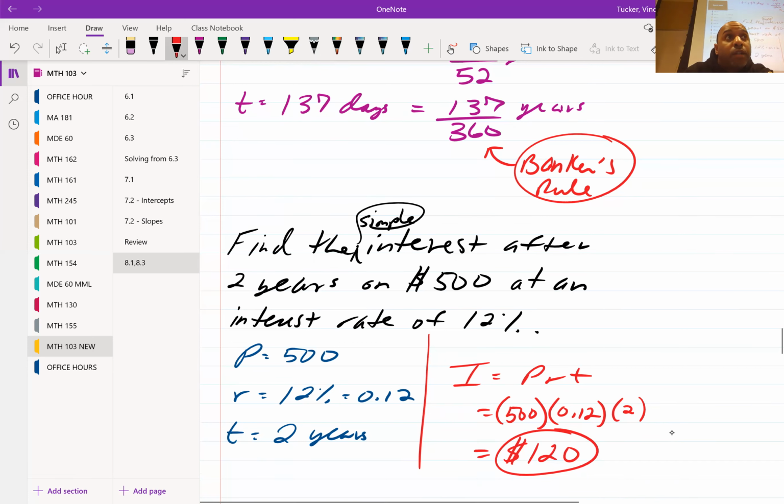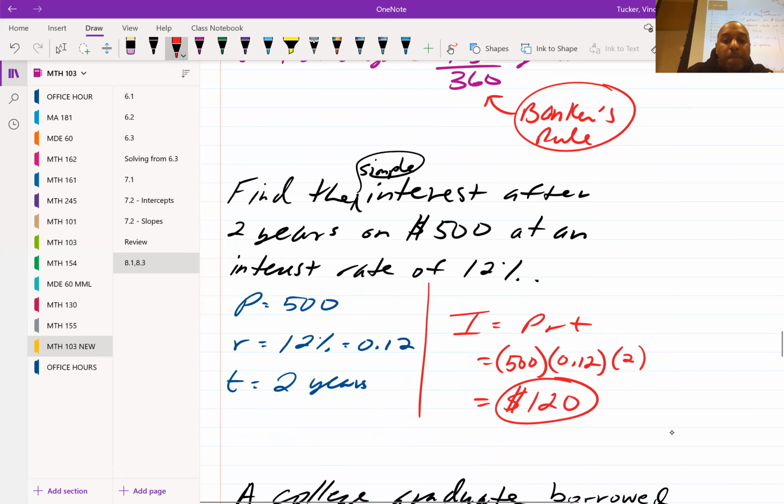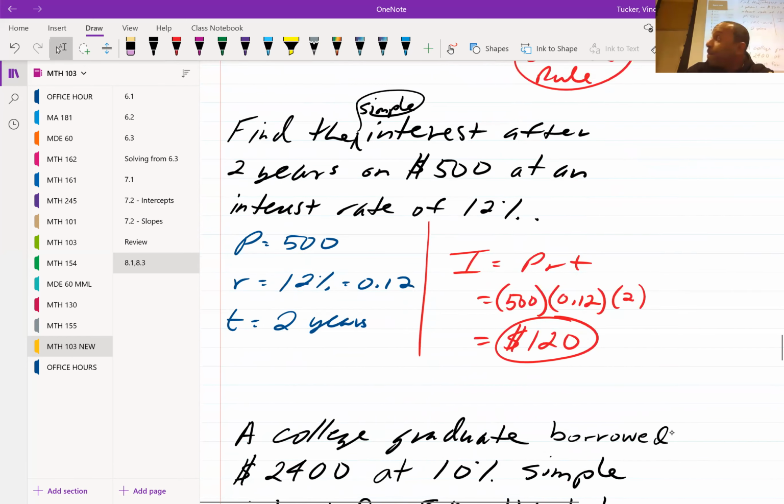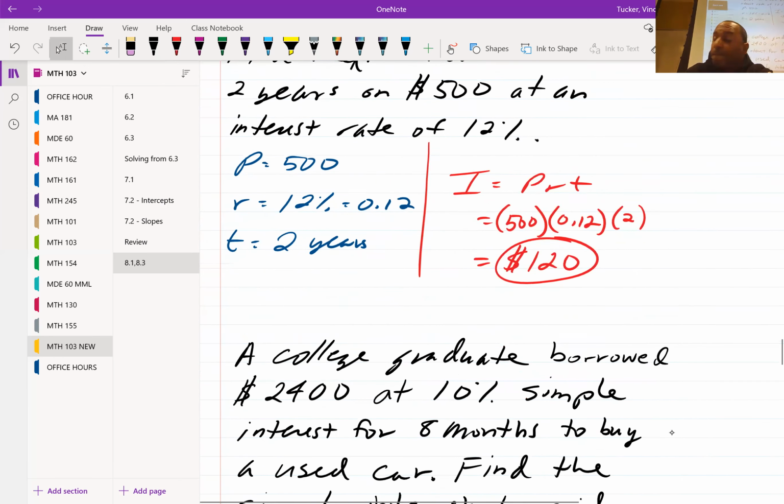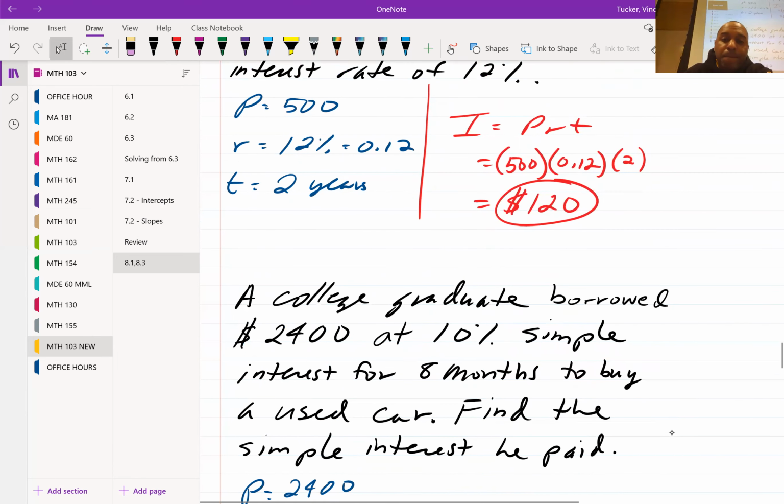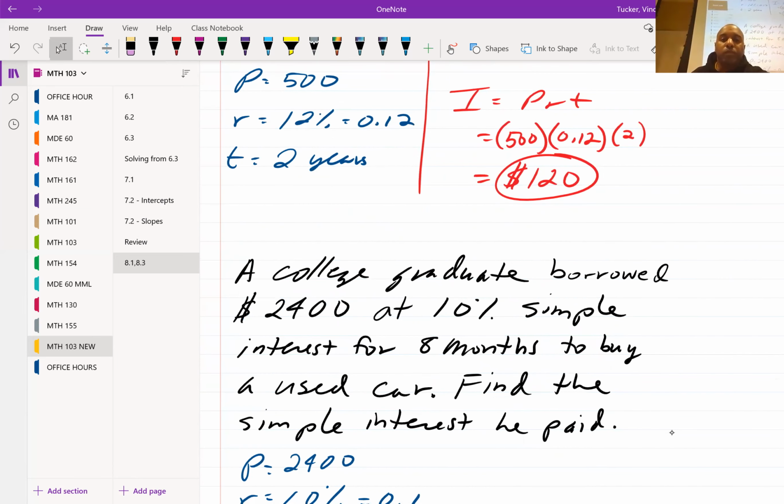All right, any questions on that? All right, next one. A college graduate borrowed $2,400 at a 10% simple interest rate for 8 months to buy a used car. Find the simple interest he paid.